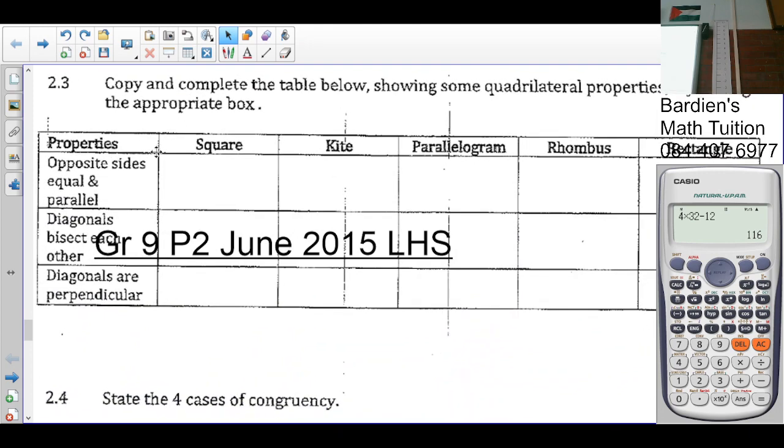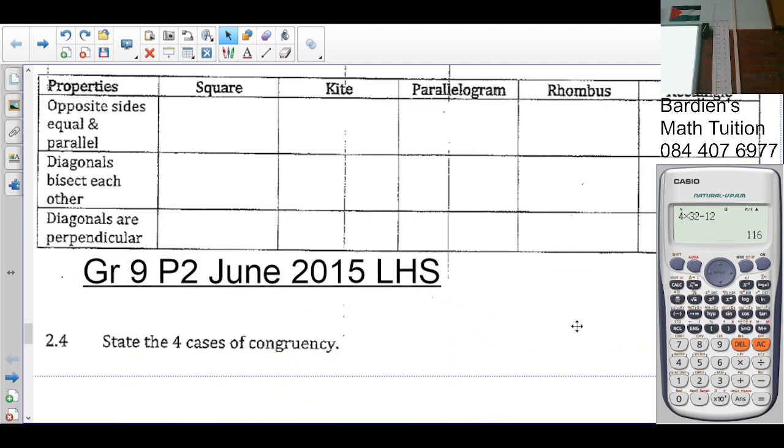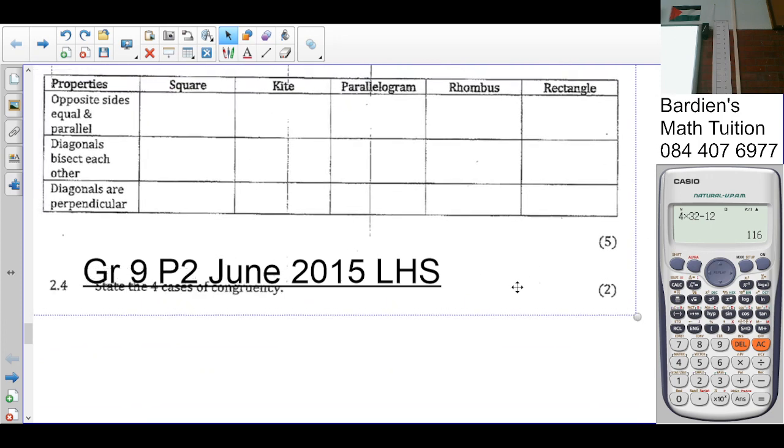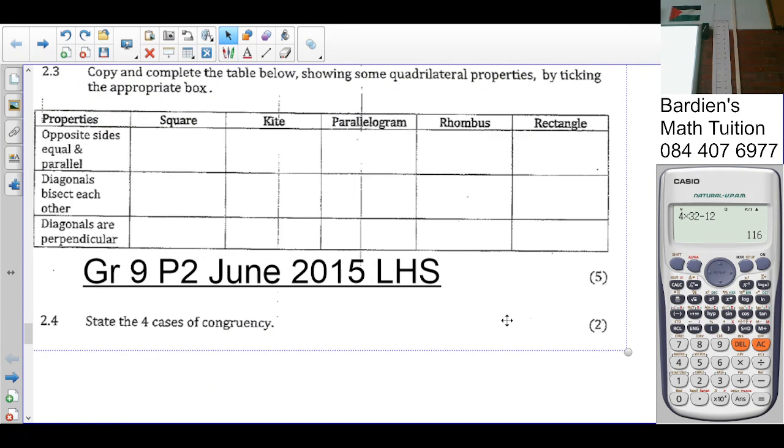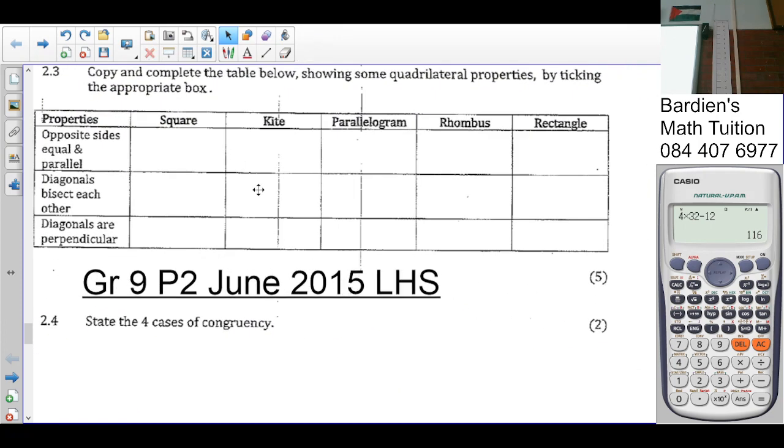2.3. So here in 2.3 we are told, come girls, relax. Copy and complete the table showing some collateral properties by ticking the appropriate box. Properties, we got the square, kite, parallelogram, rhombus and rectangle. For 5 marks, the question says, opposite sides are equal and parallel. That is a square, parallelogram, rhombus, rectangle, not a kite.